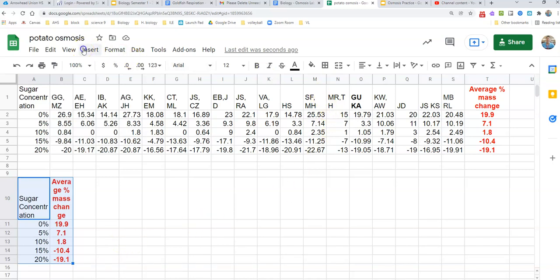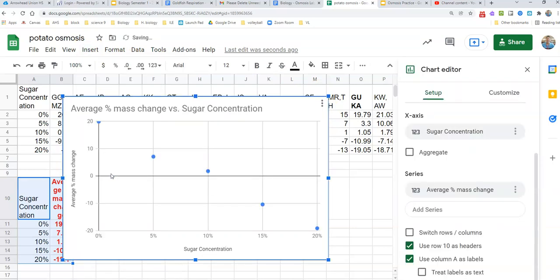So now I go to Insert, and I'm going to click on Chart, and Google will automatically know that I need to do a scatter plot. So it actually sets up my scatter plot with the sugar concentration on my x-axis, my average percent mass change on my y-axis. And it plots those 5 points right there in a scatter plot.